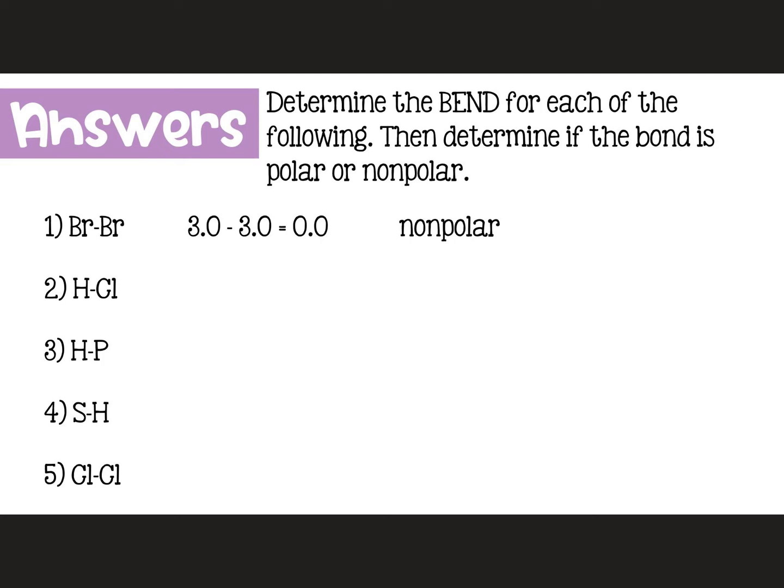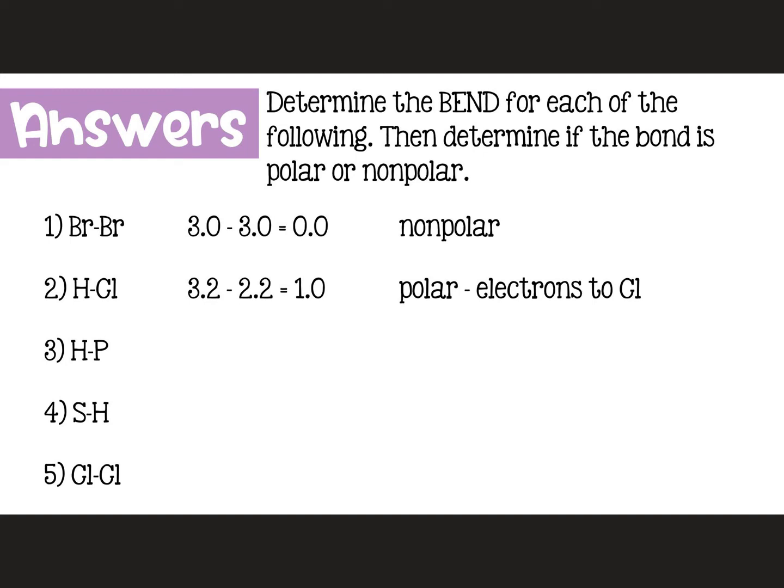Now let's look up hydrogen and chlorine. Well, chlorine has an electronegativity of 3.2 and hydrogen has an electronegativity of 2.2. When we subtract these, we get 1, which has a high BEND value, so that means that we have a polar bond, with the electrons being closer to Cl. So the partial negative is on the Cl and the partial positive on hydrogen.